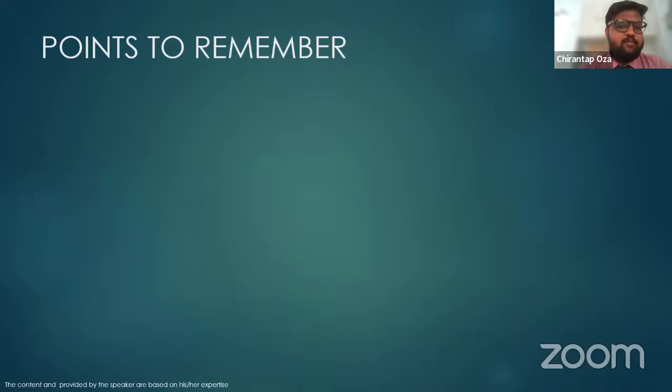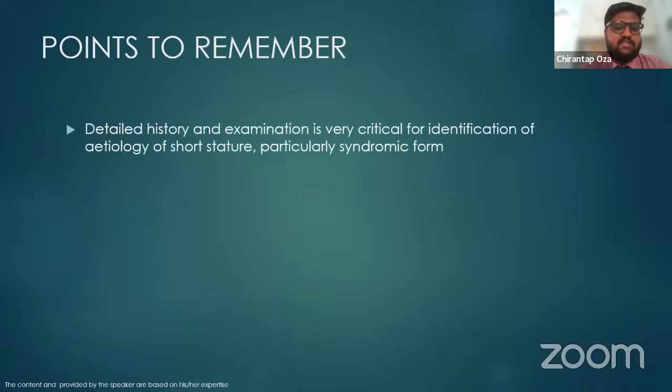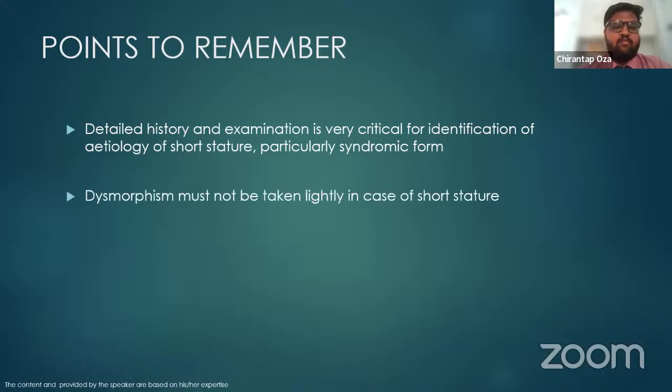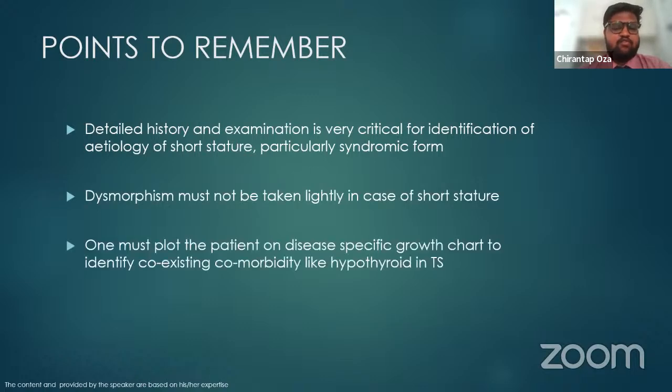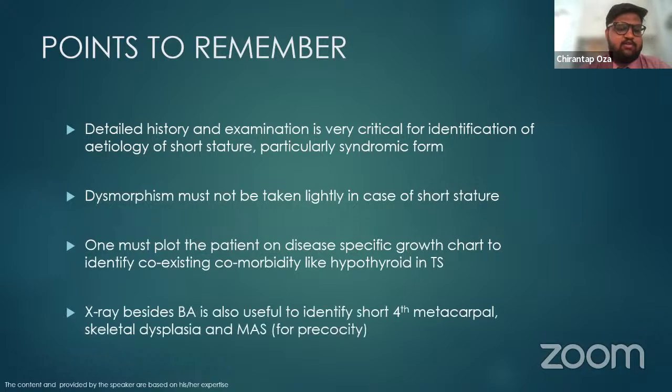So the points to remember from this case are: detailed history and examination are very critical for identification of etiology of short stature, particularly the syndromic form. Dysmorphism must not be taken lightly in case of short stature. One must plot the patient on a disease-specific growth chart to identify coexisting comorbidity, like hypothyroidism in our case of Turner syndrome.